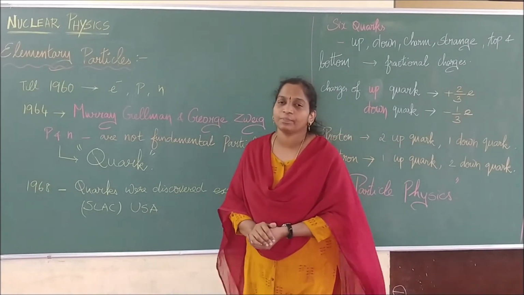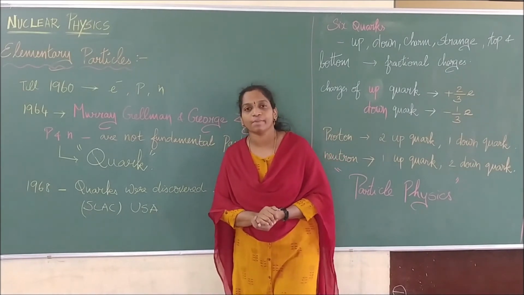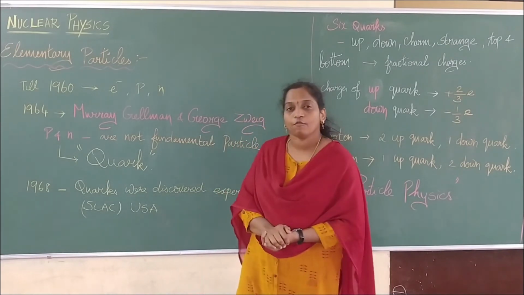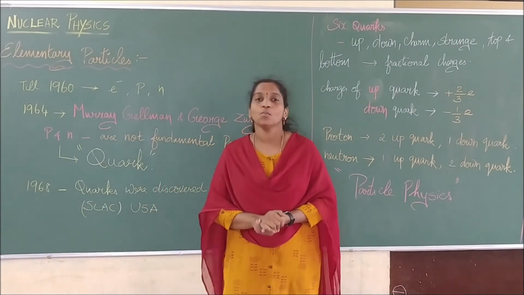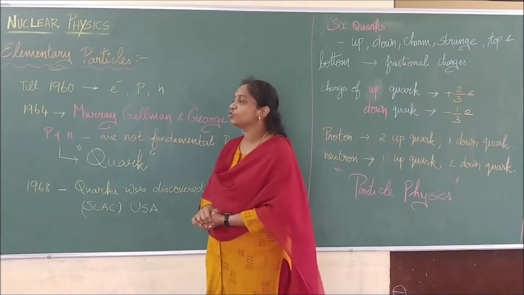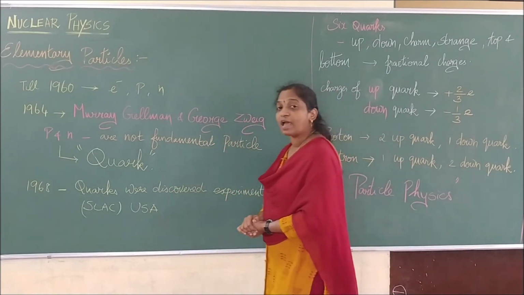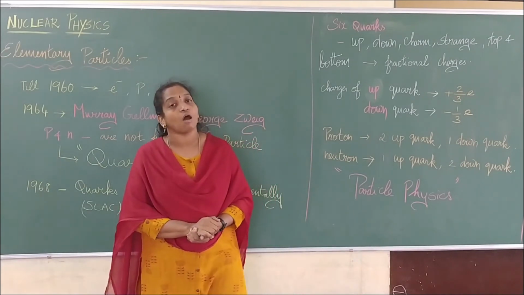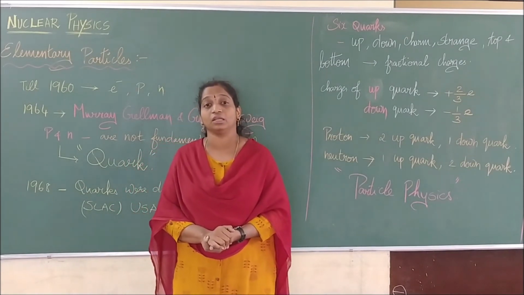So what is an elementary particle? Till now we know only about the atom. An atom is made up of what? Proton, electron, and neutron. Till 1960, every scientist considered these 3 particles, that is electron, proton, and neutron, as the elementary particles. Later in 1964, some scientists called Murray Gell-Mann and George Zweig said that the proton and neutron are not fundamental particles, and that they are made of some other elementary particles, and they named that elementary particle as what?